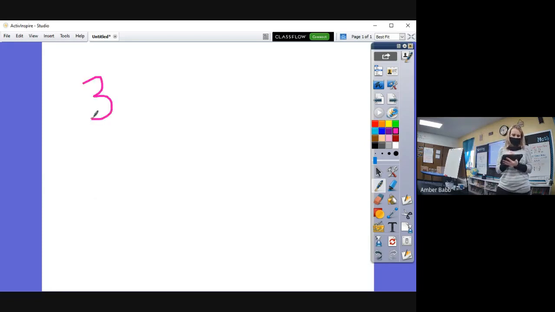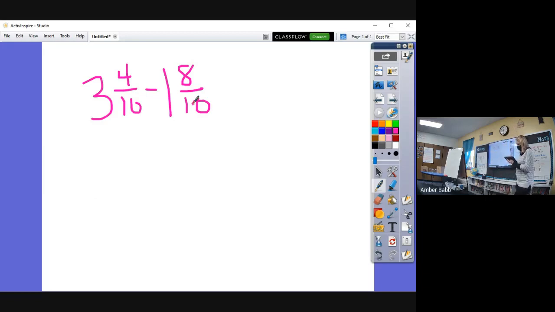I've got 3 4/10 minus 1 8/10. Now, what do you notice right away about this problem? Same denominator. Can I just subtract it though? No, because this is a 4. Can I take an 8 away from 4? No, but I can flip these to improper. So let's go ahead and do that.